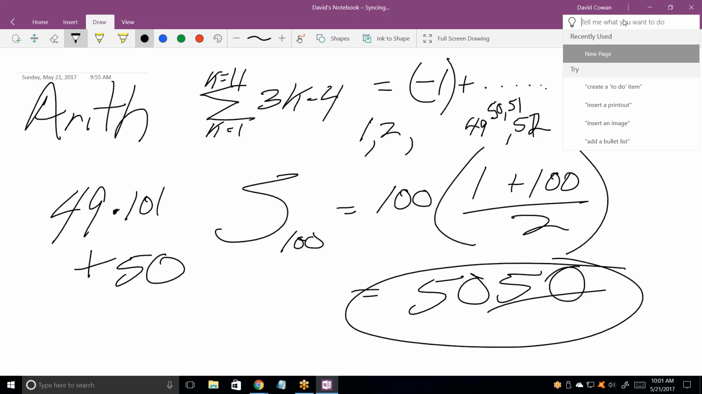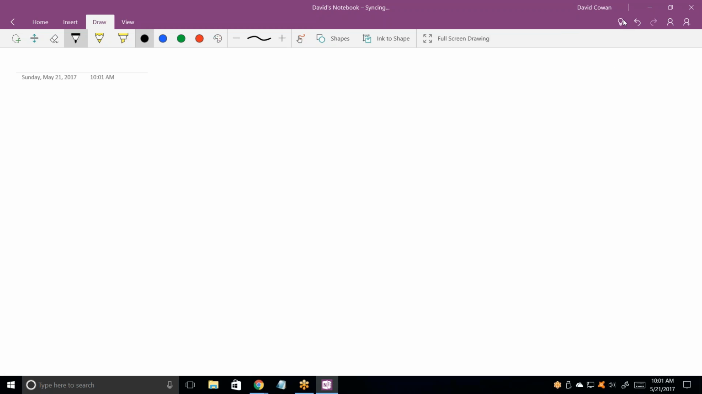Yes, it is. Well, that was Gauss, he became one of the great mathematicians. He was a child prodigy for sure. What else do you got?